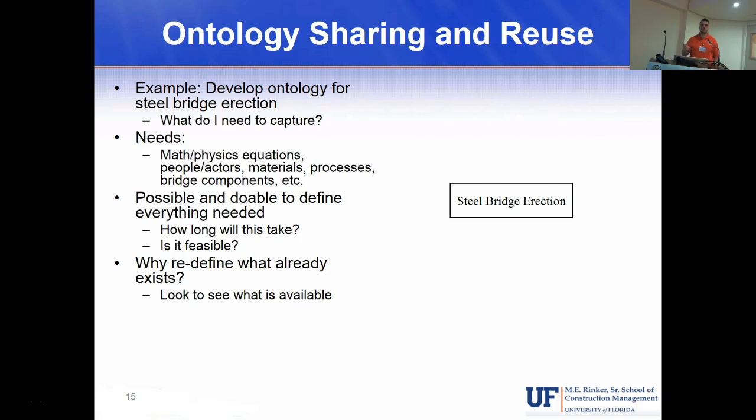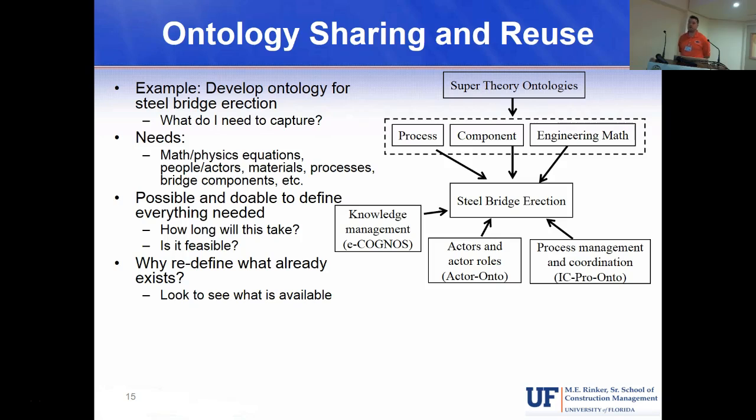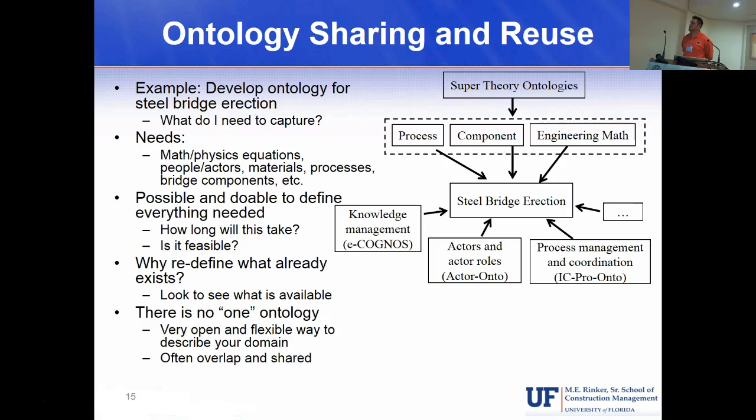And so look to see what's available. I know there's ontologies out there for engineering. You can use those, so I don't have to redefine it. And there's also others in our area, etc. And so there is no one ontology. An ontology is actually multiple ontologies inserted, so it's often overlapped and shared.